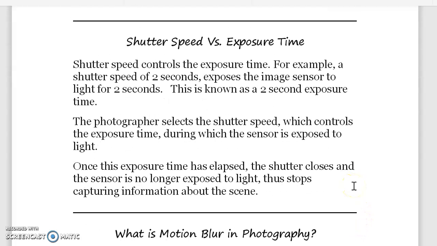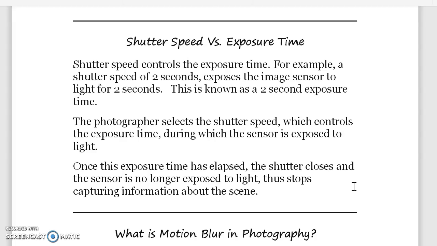In this table I have given some shutter speeds versus exposure time, and shutter speed controls exposure time. For example, if the shutter speed is 2 seconds, the camera sensor is exposed to light for 2 seconds only. It doesn't give any more than 2 seconds. It gives only 2 seconds.